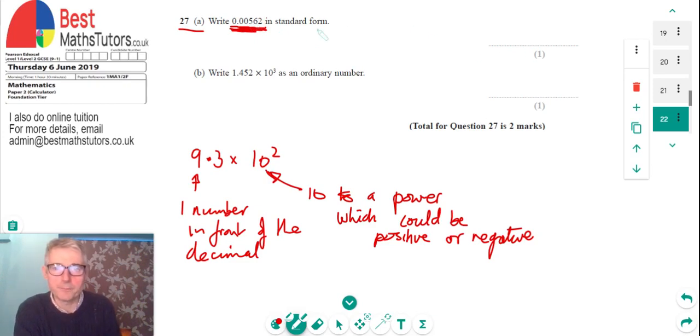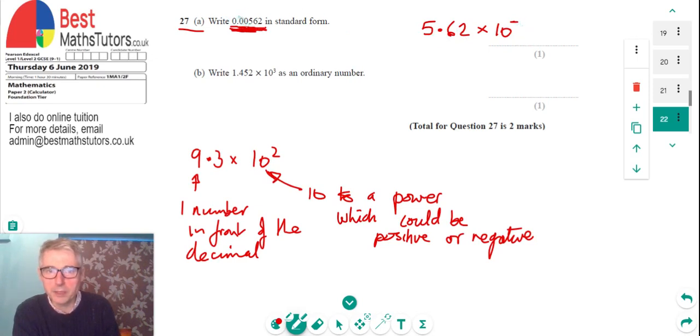So the way to do it is take the first number that's not 0, which is the 5, and just put a decimal point after it. And then we would get the 62 after that. We don't need to write any further zeros. And it's going to be times 10 to something. We've got to work out what that something is. And because this is a small number, i.e. it's a decimal, 0.0 something, it's actually going to be a negative, because that's what happens when we've got a decimal like that. It becomes a negative power on the 10.